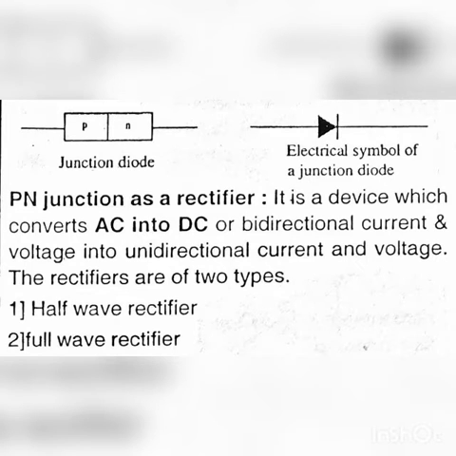PN junction as a rectifier. It is a device which converts AC into DC, or bidirectional current and voltage into a unidirectional current and voltage. The rectifiers are of two types. First is half wave rectifier and second is full wave rectifier.